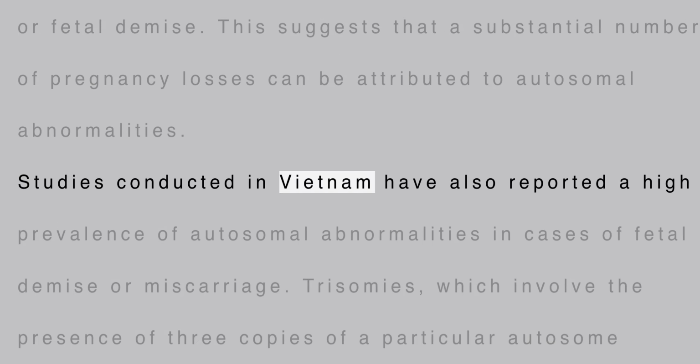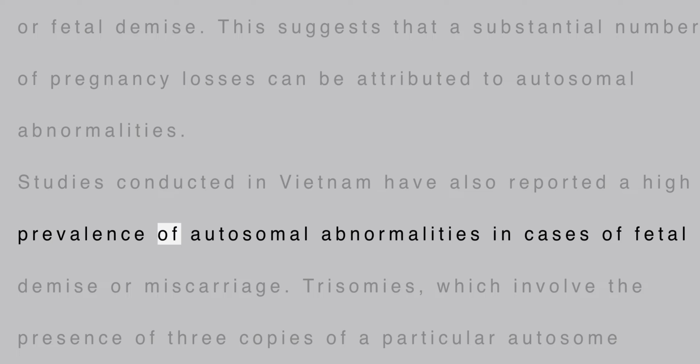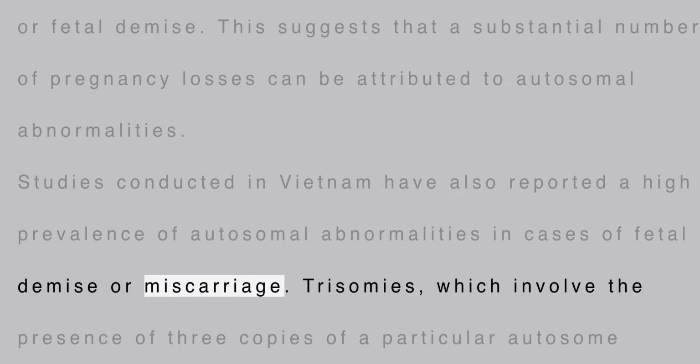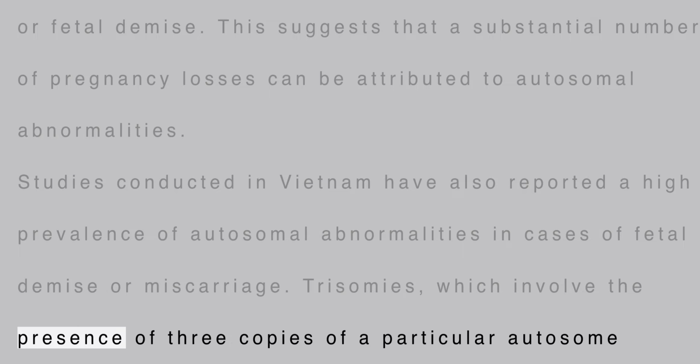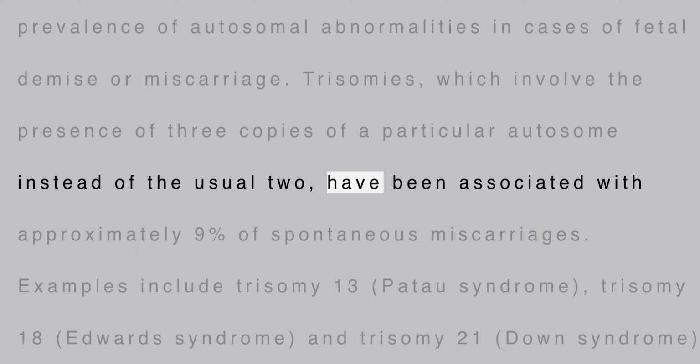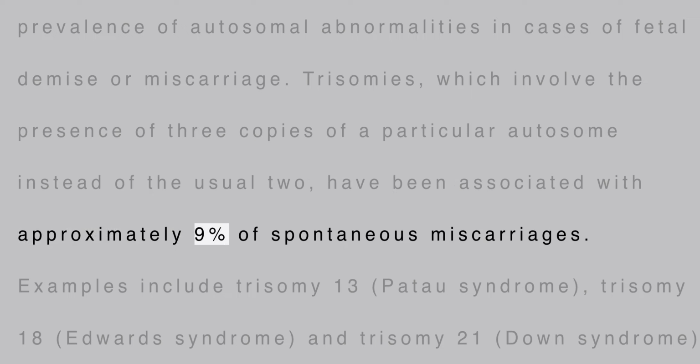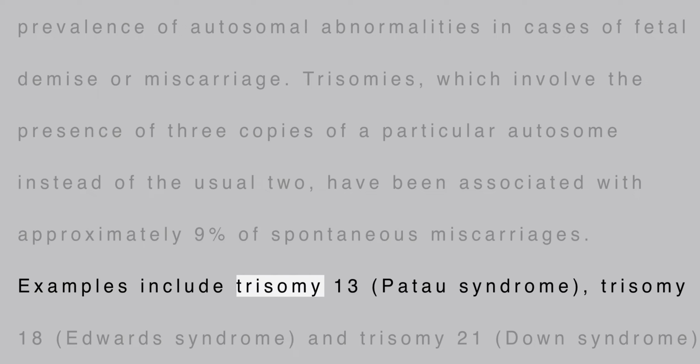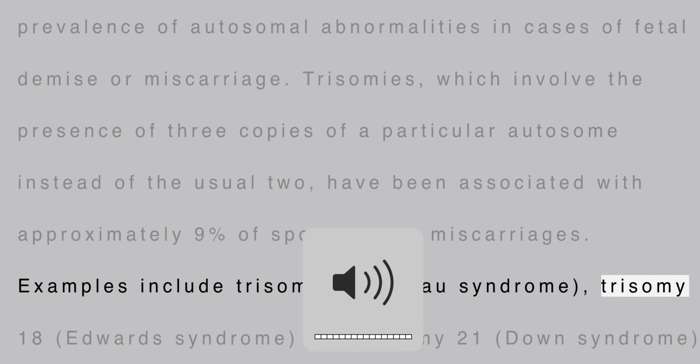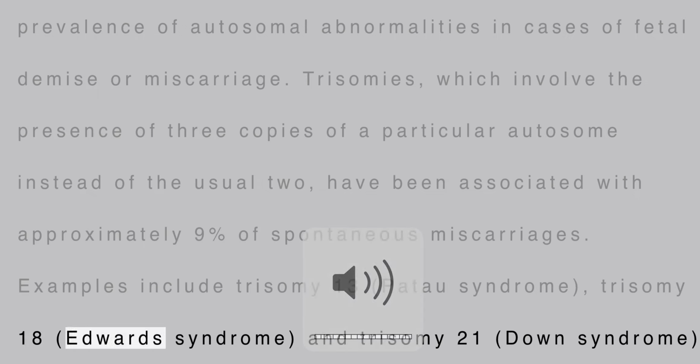Studies conducted in Vietnam have also reported a high prevalence of autosomal abnormalities in cases of fetal demise or miscarriage. Trisomies, which involve the presence of 3 copies of a particular autosome instead of the usual 2, have been associated with approximately 9% of spontaneous miscarriages. Examples include trisomy 13, Patau syndrome, trisomy 18, Edwards syndrome, and trisomy 21, Down syndrome.